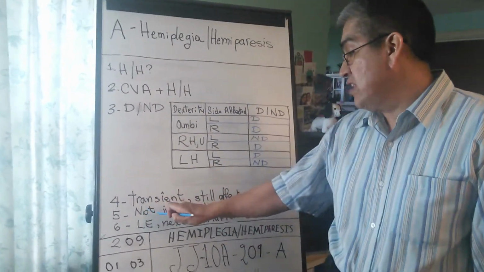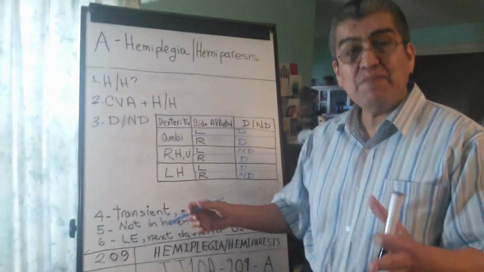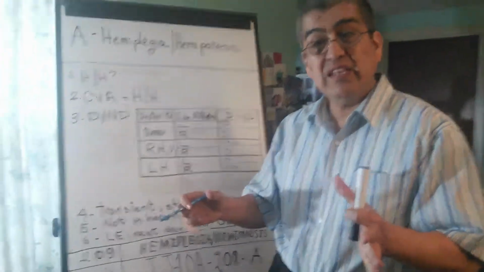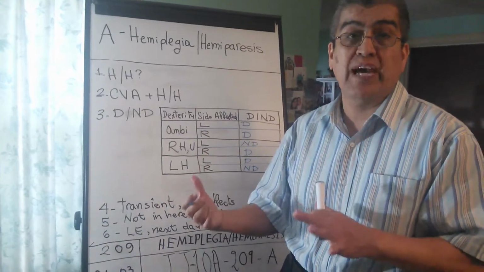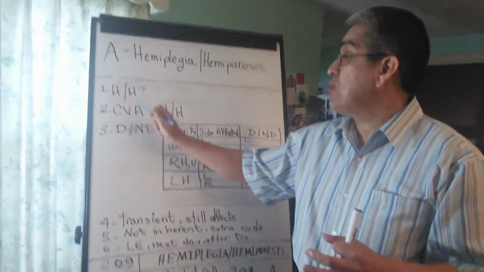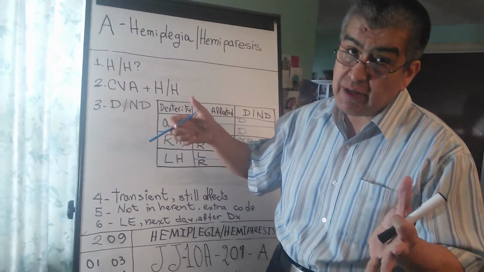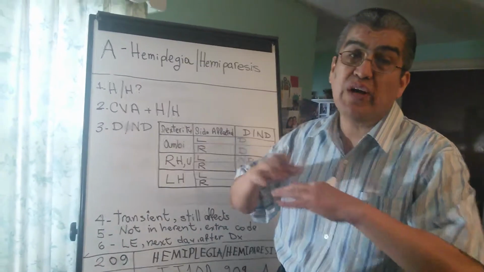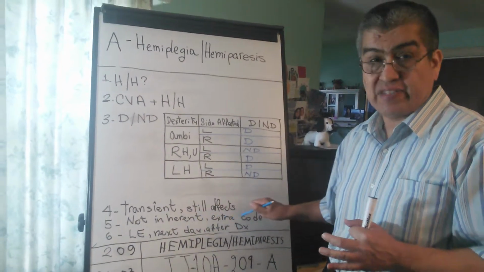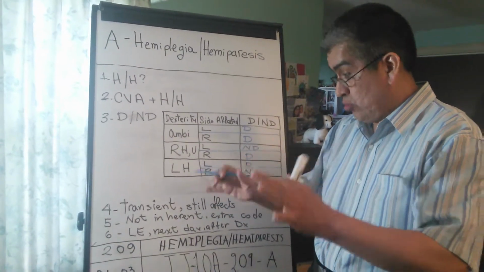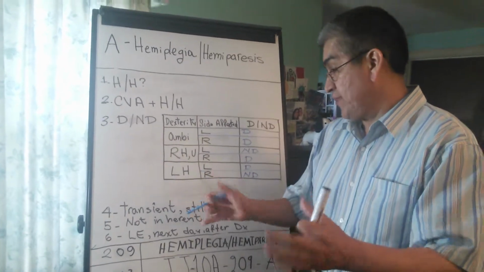The other thing is not inherent. Not inherent means that the condition doesn't always happen. It happens sometimes, but not all the time. So when you have CVA, sometimes you have hemiplegia, hemiparesis, sometimes you don't have it at all. So since it's not inherent, we need an extra code to describe that it happened, right?